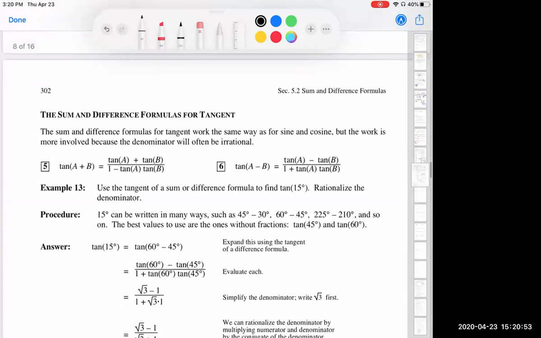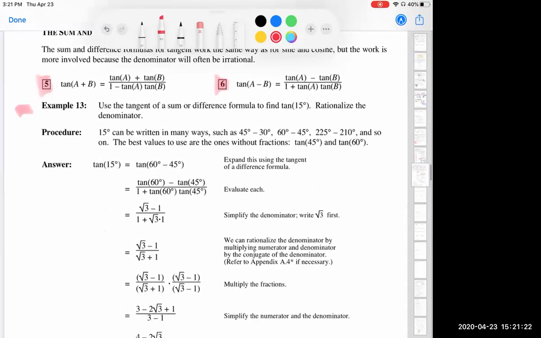All right, tangent. So same story. We're going to have these formulas, and we have them highlighted. We have numbered 5 and 6. We have these formulas for tangent, and we can use them both ways. We can evaluate for a value that's not on the unit circle, either by adding or subtracting, working both ways. So let's take a look at example 13.